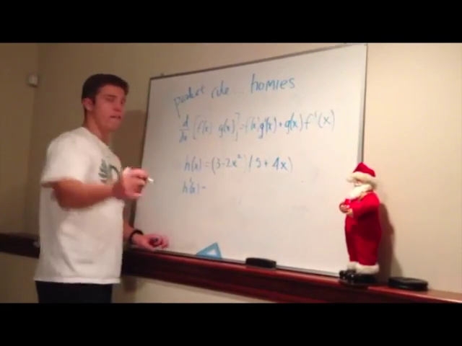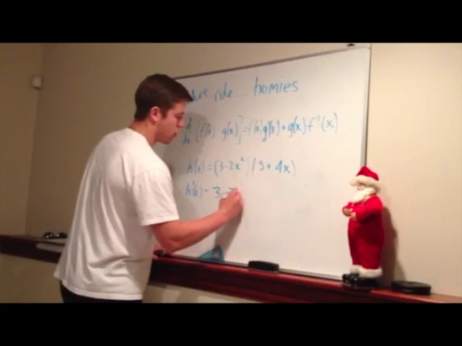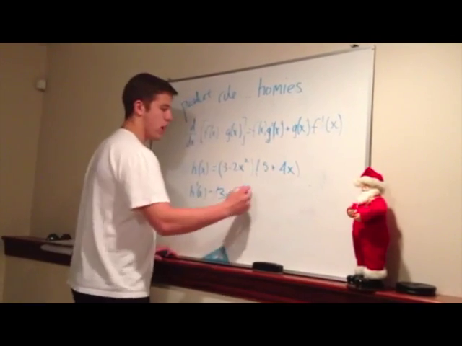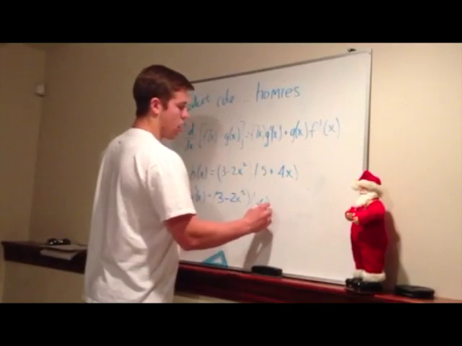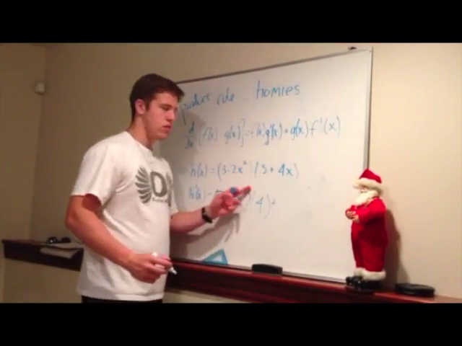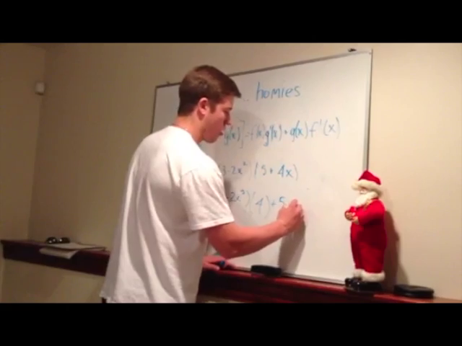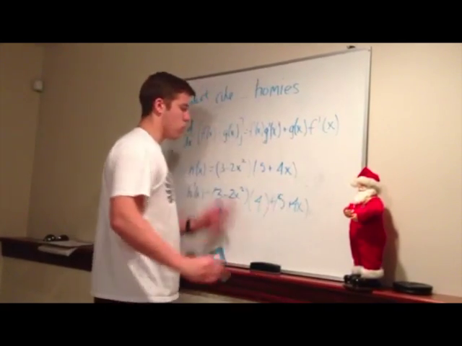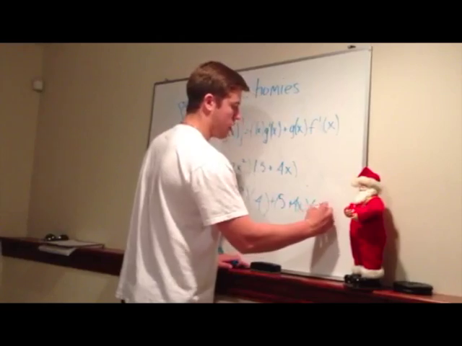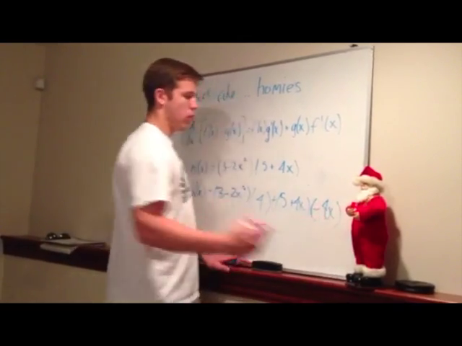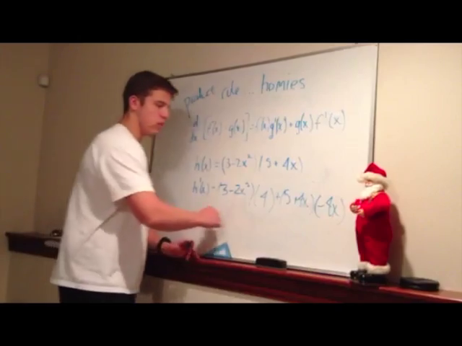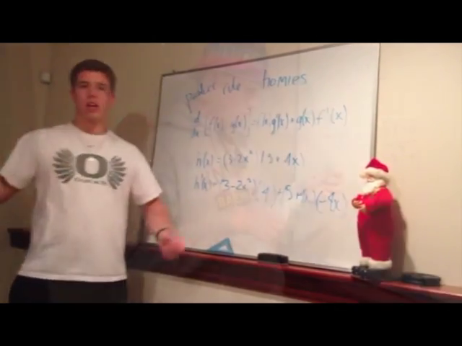So what we're going to do: first times the derivative of the second, plus the second times the derivative of the first. Pretty simple. That's all you have to do. You can simplify it out if you want.